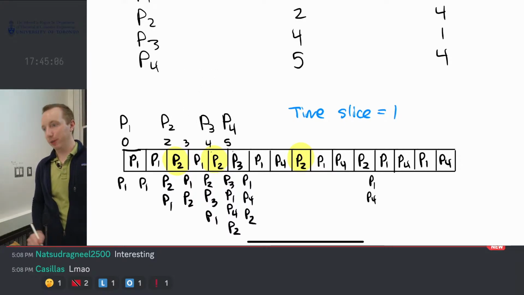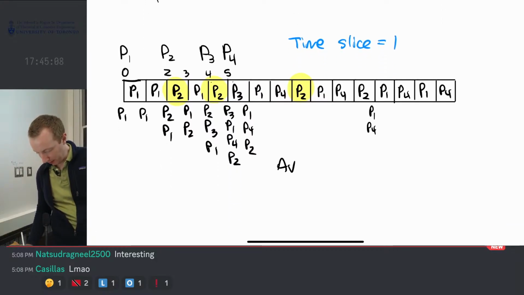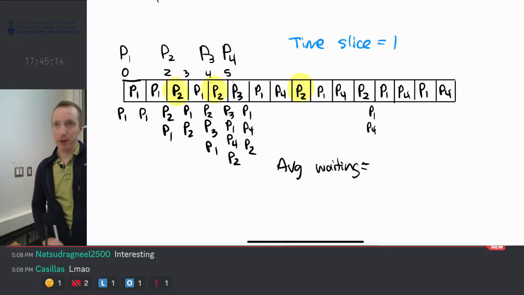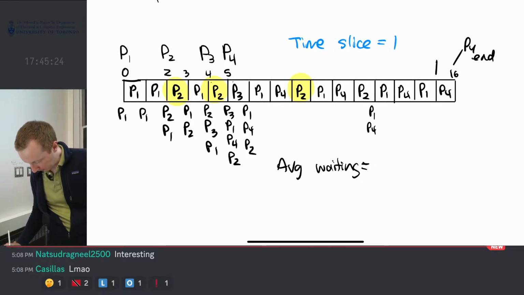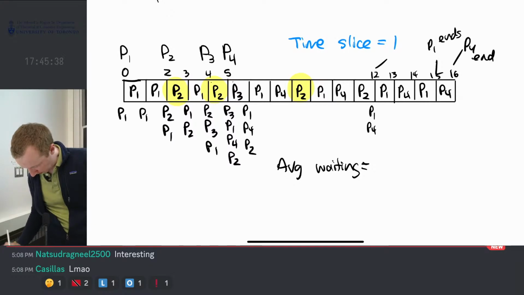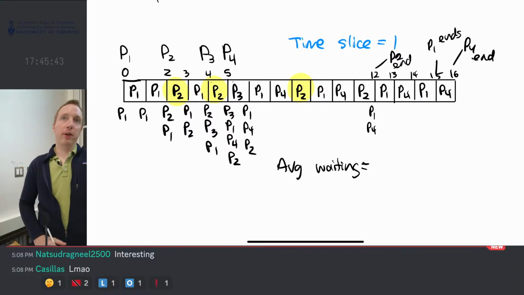Okay, so now we have to do the fun part. Average waiting time. Thankfully, I showed you a shortcut, which is much easier to do when you are writing it than if I am explaining it to you. So, at 16, P4 ended. 15, P1 ended. This is 14, 13. So at 12, P2 ended.